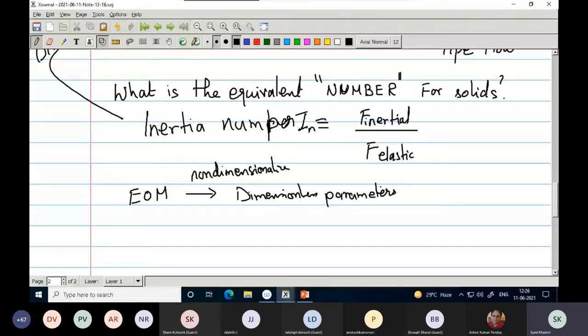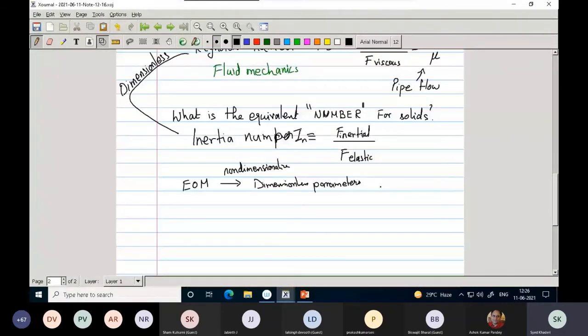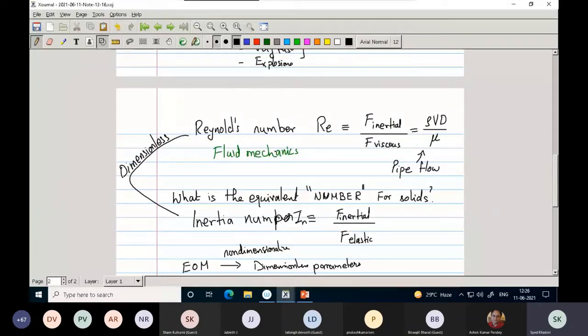Basically, whenever you have a fluid mechanics problem, you have a Reynolds number, which tells you how strong the inertial force is compared to the viscous force. The question is, how do you define a similar number for a solid mechanics problem? The way you arrive at these numbers in fluid mechanics is by using non-dimensional arguments. So the same thing we will do here as well.